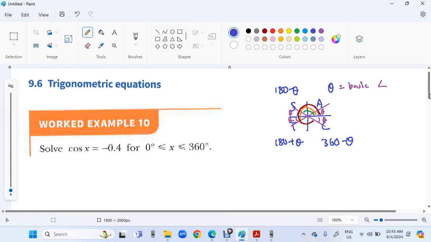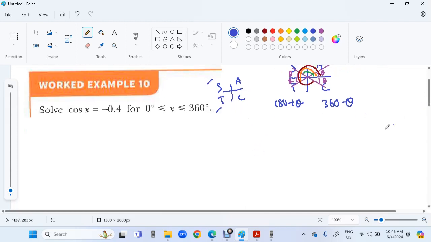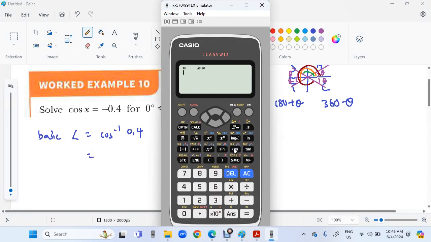So for this question, cos is negative. By ASTC, cos is positive in the first and fourth quadrants, so this will be the second and third quadrants. For this kind of question, I ask the student to find the basic angle, that is the arc cos of 0.4.